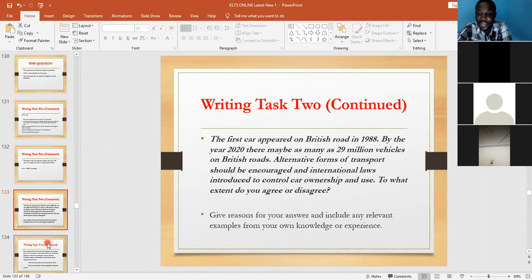And I gave other examples of questions like this question now. The first car appeared on British road in 1988. By the year 2020, there may be as many as 29 million vehicles on British road. The first part of the question is a statement that they want you to consider as facts. Alternate form of transport should be encouraged. Okay, that's solution case. An international law introduced to control car ownership and use.